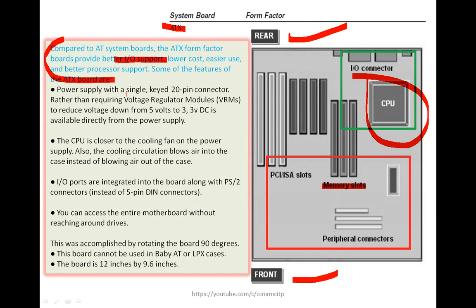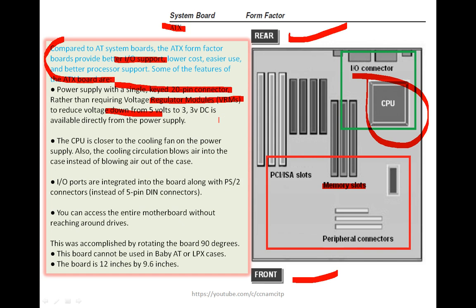First of all, power supply with a single keyed 20 pin connector. As you can see, this is much better as compared to the rest of the two, full size AT and baby AT. So here we have a single power supply, keyed 20 pin connector. So it will have 20 pin connectors rather than requiring a voltage regulator VRM to reduce voltage down from 5 volt to 3 volt, or 3 volt DC is available directly from the power supply. So that is the main concept.